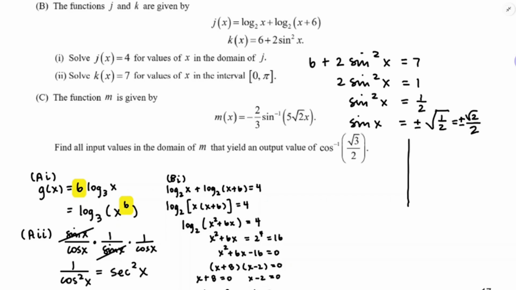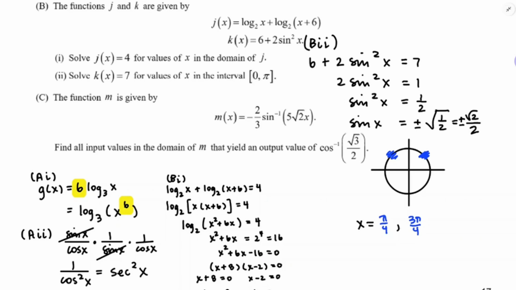All right, so we're going to draw ourselves a unit circle. Thinking in the upper half, where is sine x root 2 over 2? Well, root 2 over 2 is the pi's over 4, so that's going to be x equaling pi over 4 and 3 pi over 4. That was B2.